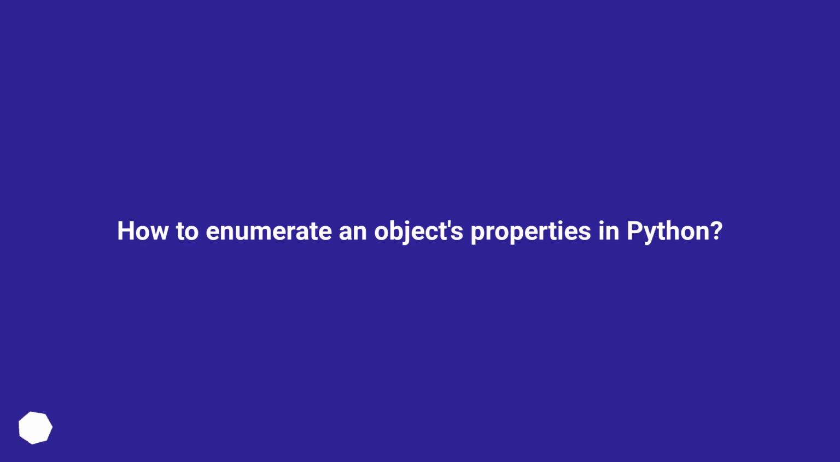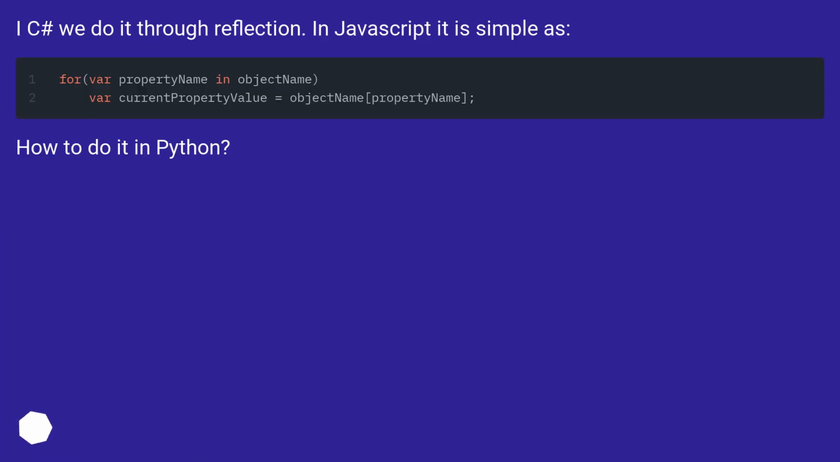How to enumerate an object's properties in Python. In C# we do it through reflection. In JavaScript it is simple as that. How to do it in Python.